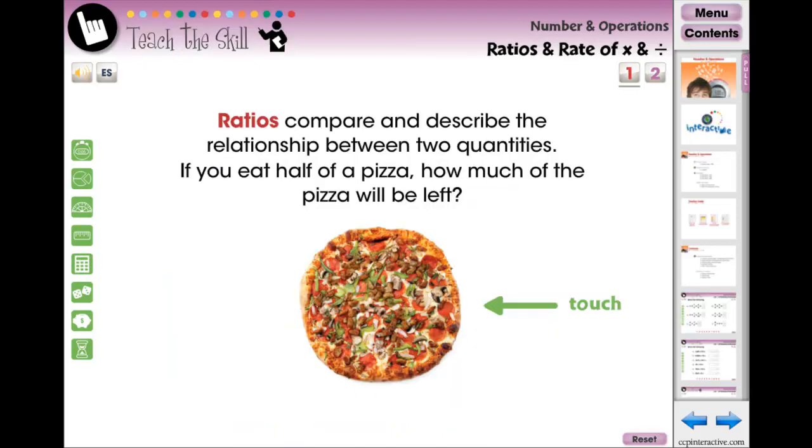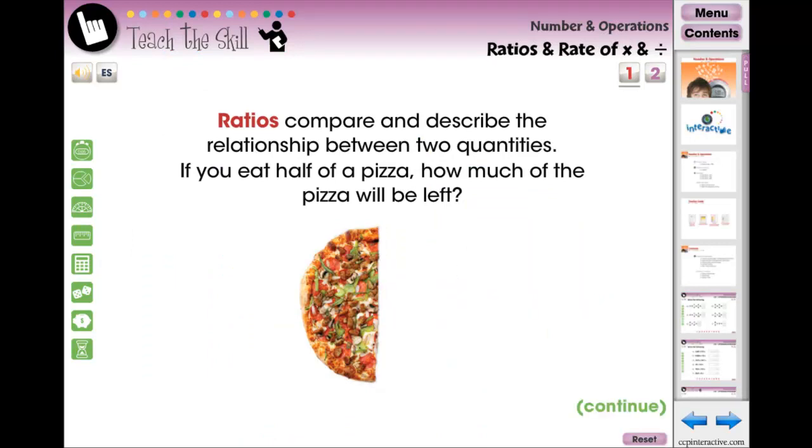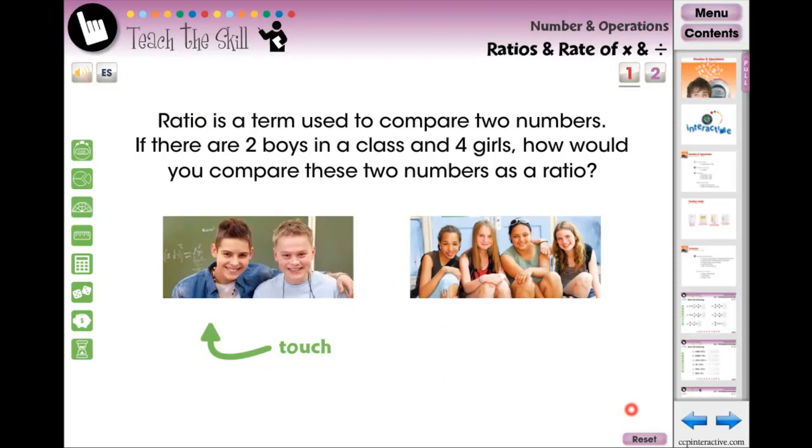In the Teach the Skills section, we systematically break down the process of each topic so students can easily learn each concept. Each step is matched with a visual component and is self-paced for differentiated learning.